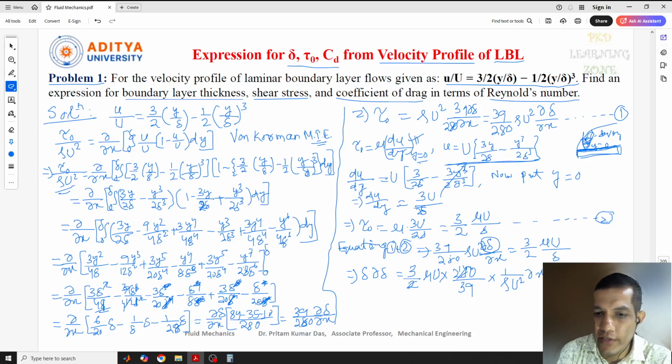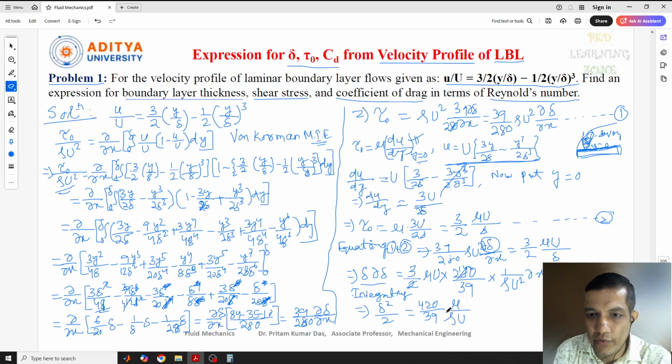Now what we'll do is integrate this equation. After integrating, see, this is del delta on this side and del x on this side. So let's integrate this equation. After integrating, we'll get delta square by 2. Okay, integration of delta is delta square by 2, and the constant term is there, 420 by 39, that will be taken outside, and this is mu by rho u square.